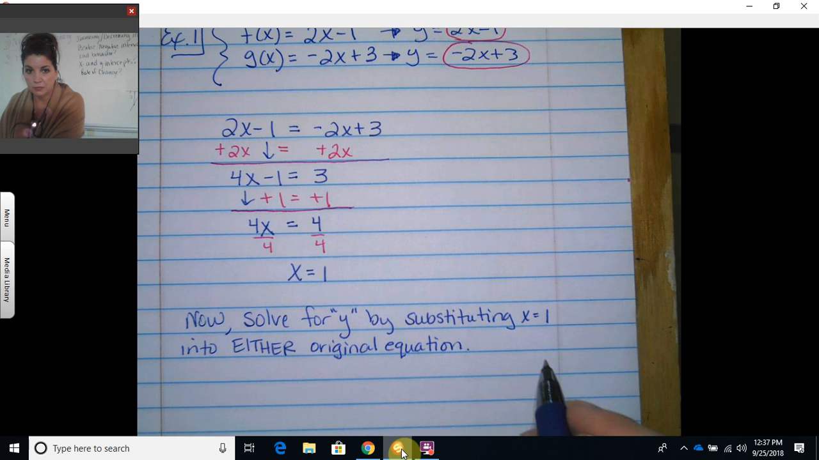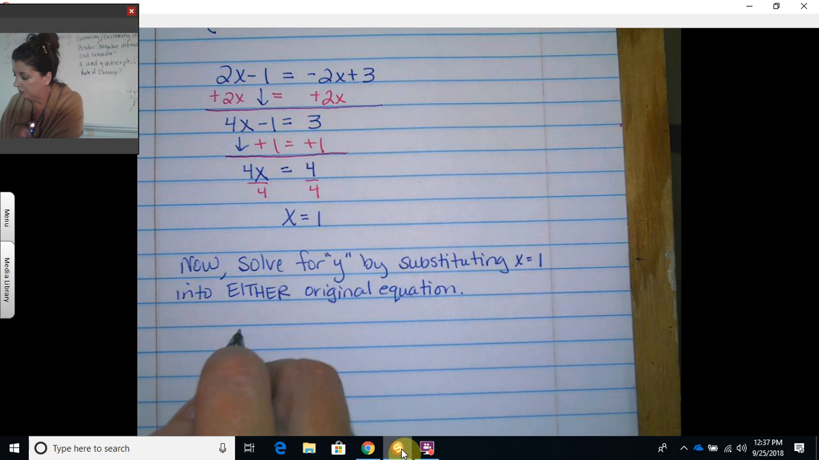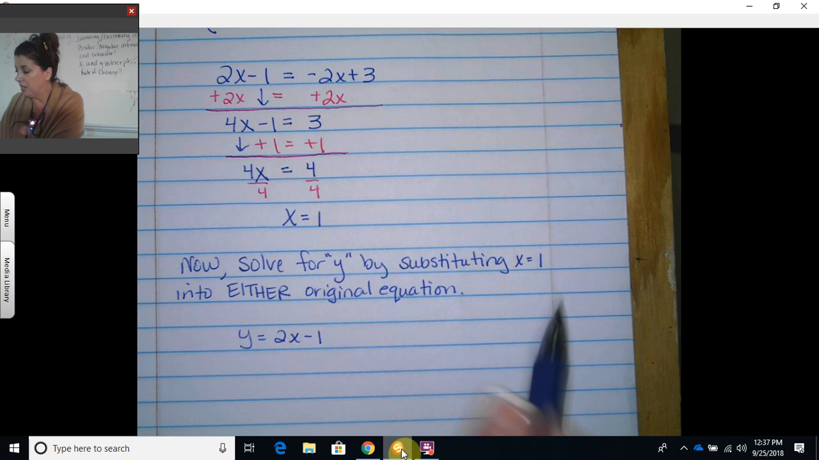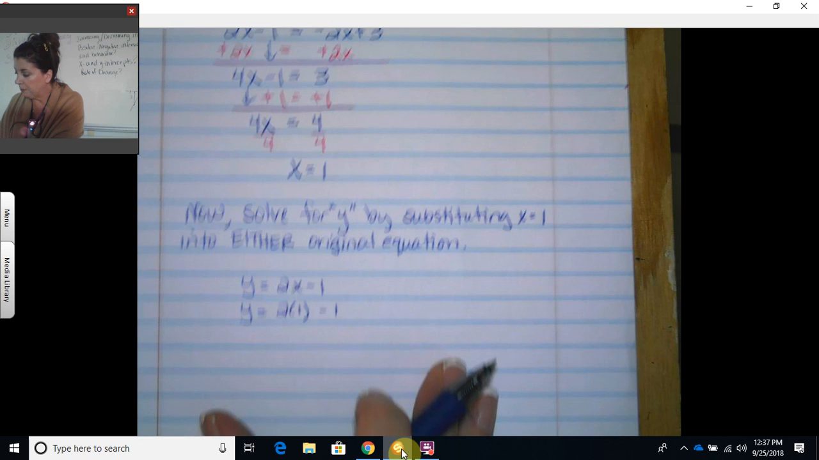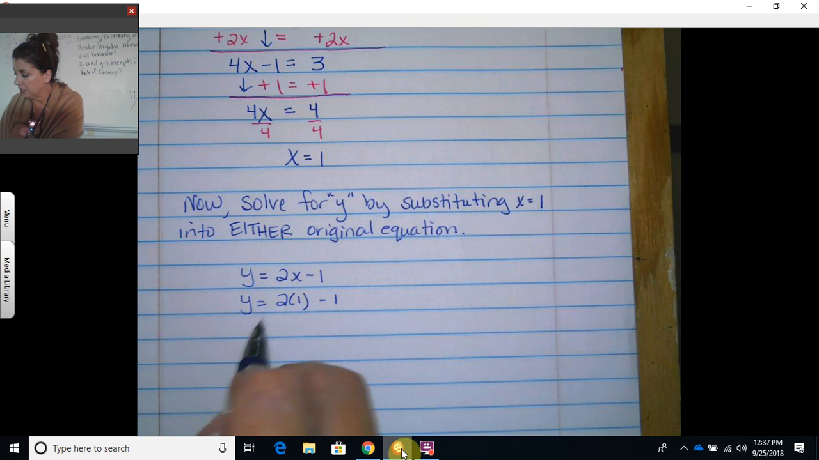So I'll just choose the top one, y equals 2x minus 1. And I already know that x is equal to 1. So instead of this x here, I'll put a 1. So y equals, instead of 2 times x, it'll be 2 times 1 minus 1. Order of operations, we'll do this multiplication first. 2 times 1 is 2. And then 2 minus 1 is 1.